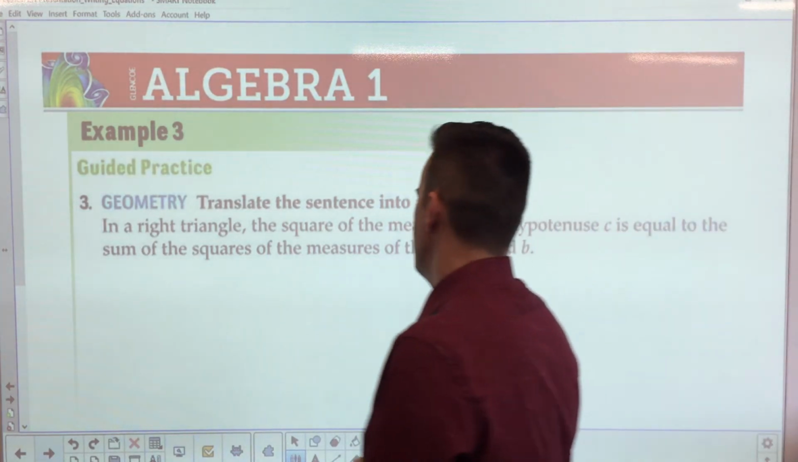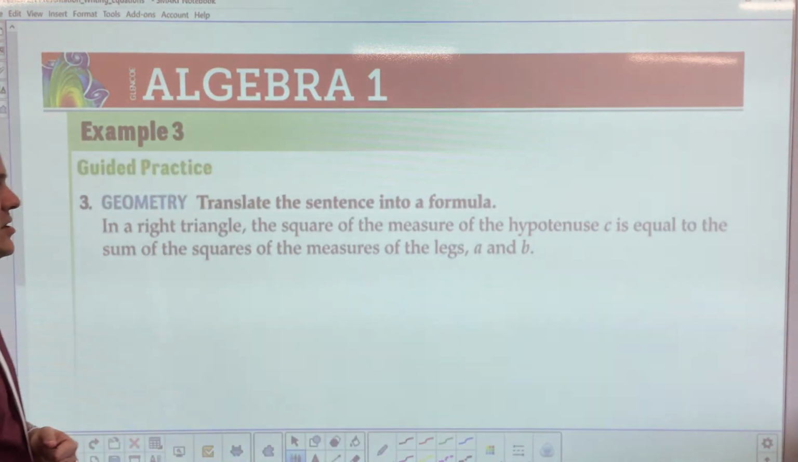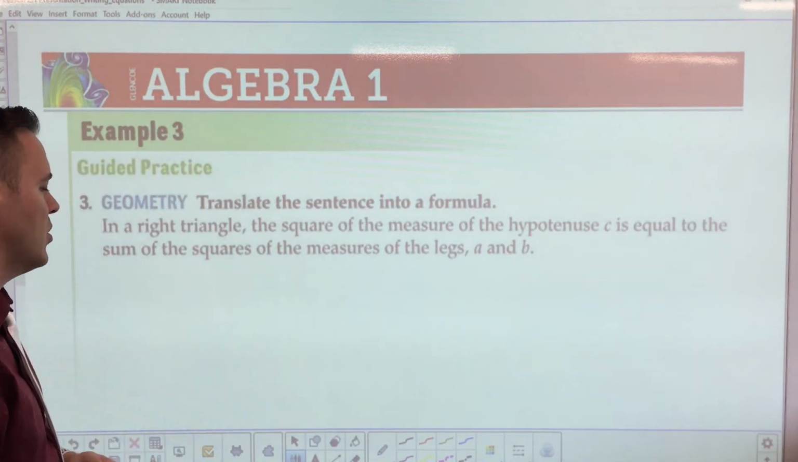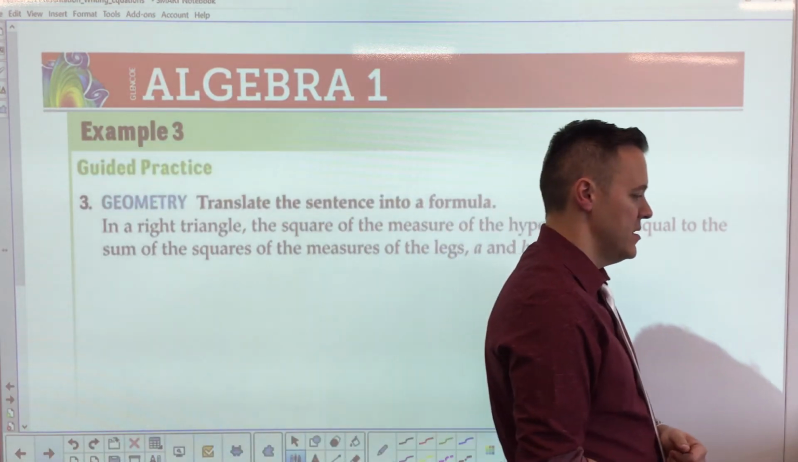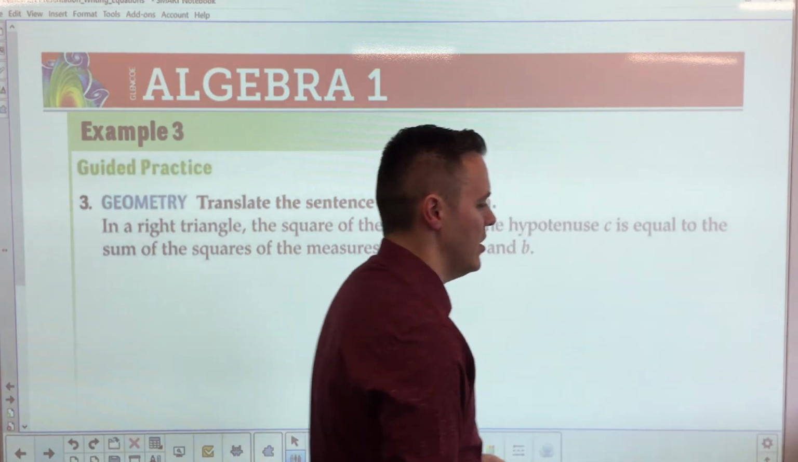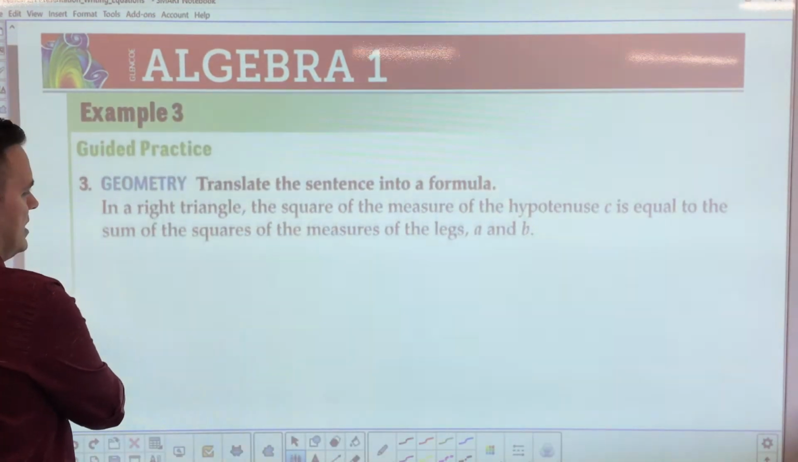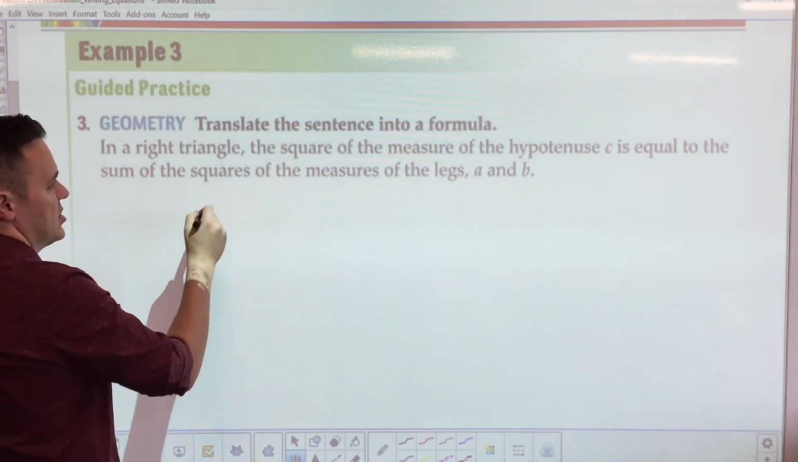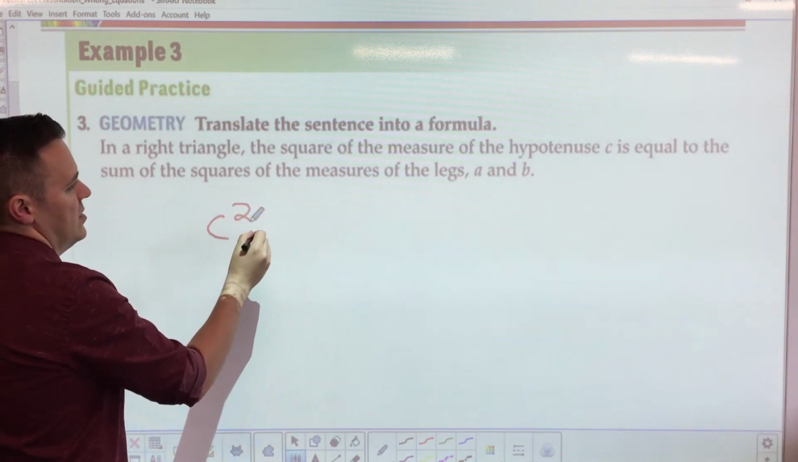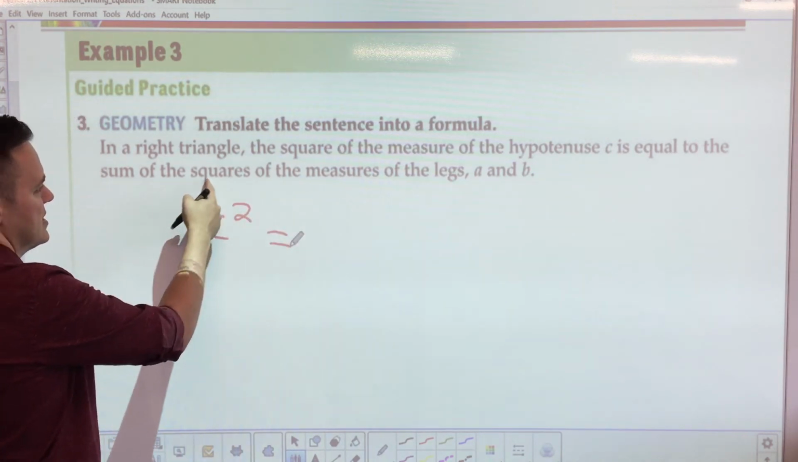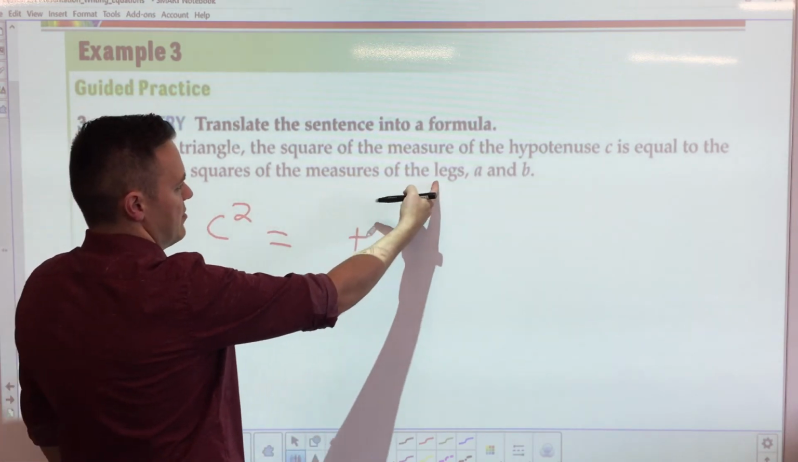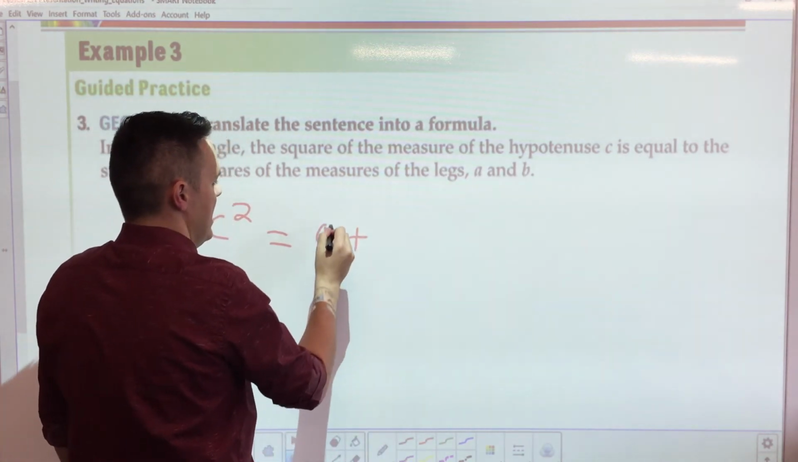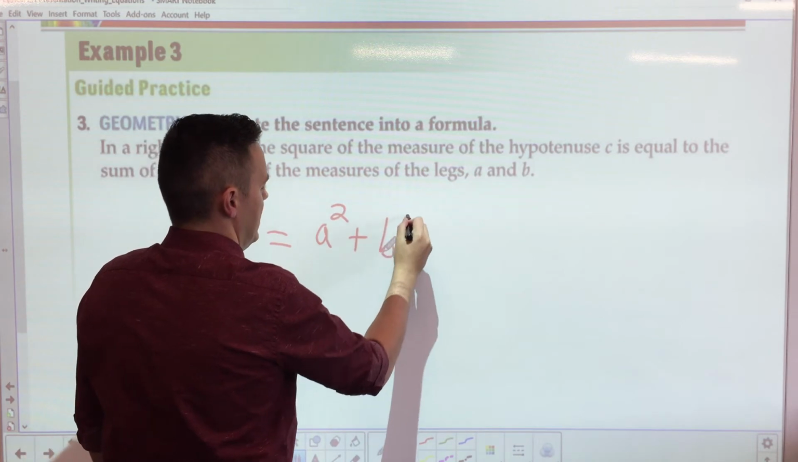All right, in the right triangle, the square of the measure of the hypotenuse c is equal to the sum of the squares of the measurements of its legs. Ladies and gentlemen, this is one of my favorite formulas of all time. It is the Pythagorean Theorem. The square of the measure c is equal to the sum. So we know we're going to have a plus. Squares of the measurements of its legs, a and b.